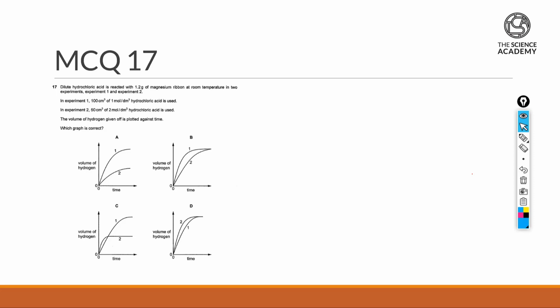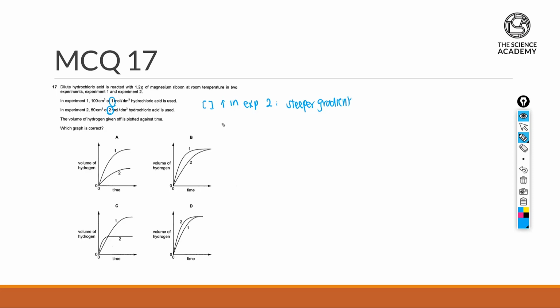Okay, first of all, we have to understand that since in experiment 2, the concentration of hydrochloric acid being used is greater, it should cause a steeper gradient. Okay, however, what will be the height of my product that was being formed?